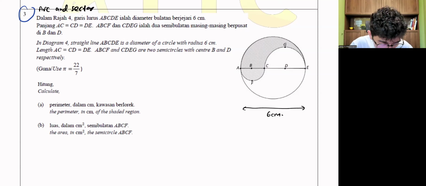Length of AC. AC equals to what? AC equals to CD equals to D. So this one and this one are the same. Oh, so looks like they are mixed up.